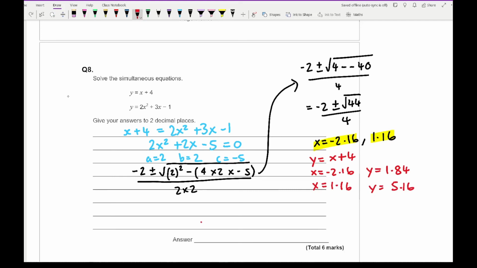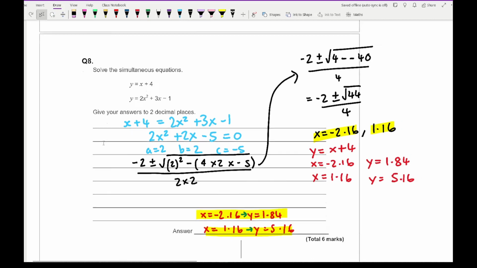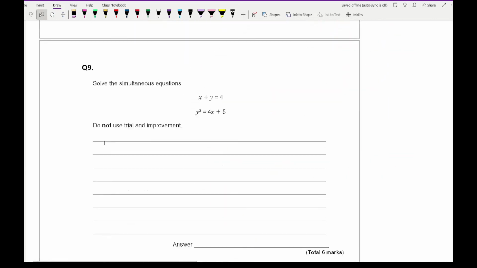So here I'm going to write x equals minus 2.16 and y equals 1.84. And when x equals 1.16, y equals 5.16. And that should be fine, because again, if you want to highlight each, then just underline it with a single line. You can also do a little arrow just to make sure that you can see that they are linked. But I would say if you write it on the same line, it'll be pretty harsh for you to lose marks. As long as your answers aren't scattered all over the place, so it's a bit like a treasure hunt, you should get the 4 marks.